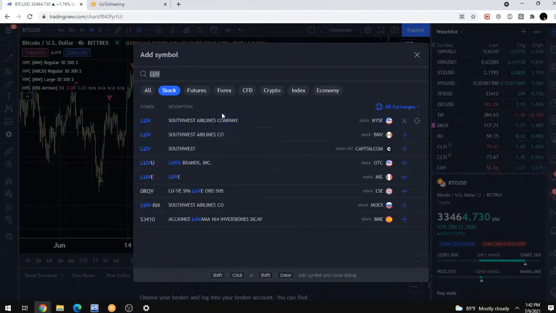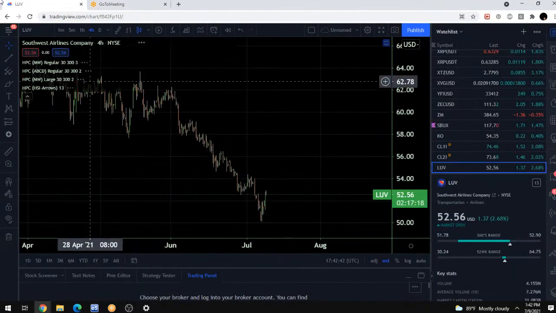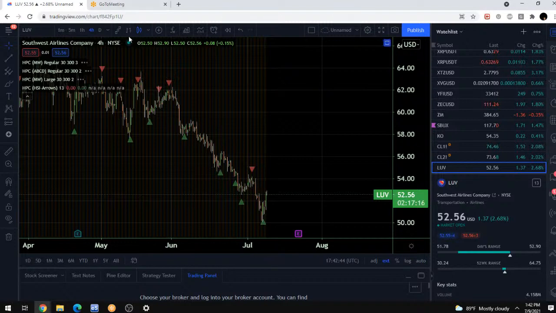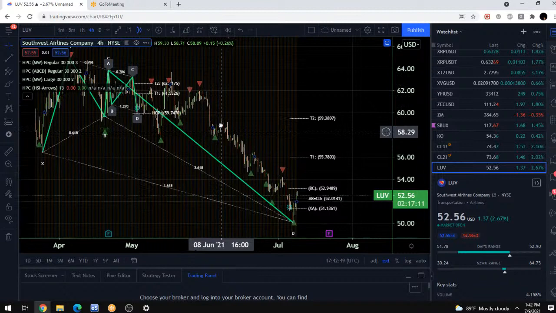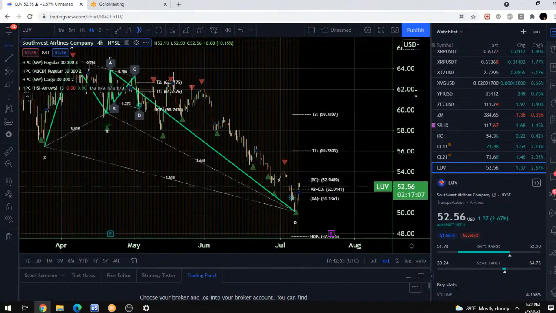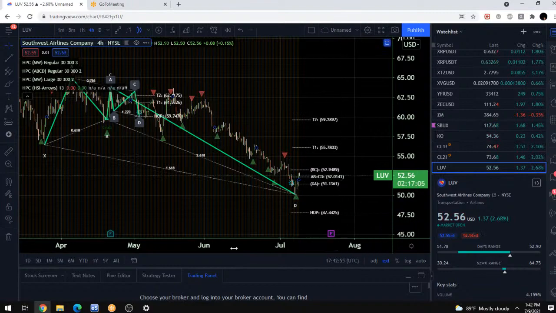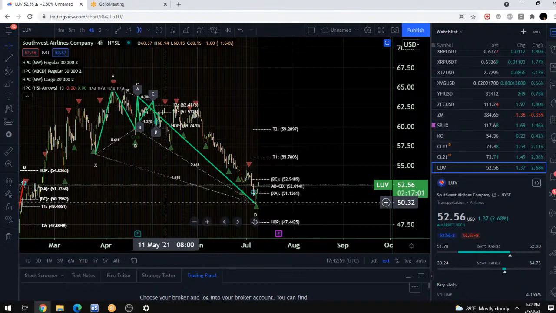This is Harmonic Pattern Collection Lite, not the Pro version because we couldn't get everything in there. But we did, and I did want to mention this as kind of our announcement here. Ooh, nice one on the 4-hour. So that's TradingView, and this is the 4-hour Harmonic Pattern Collection Lite, and that's Southwest.